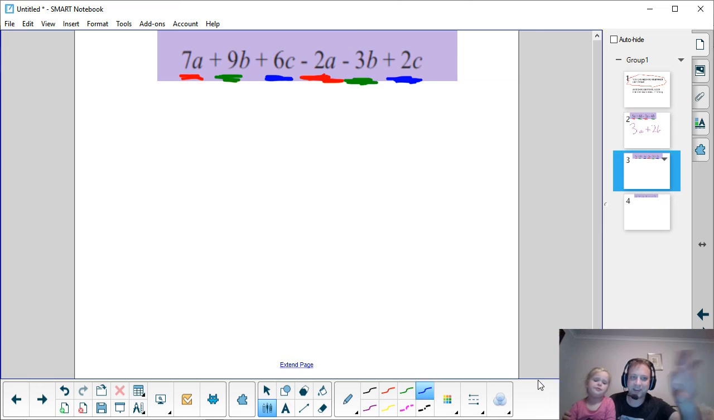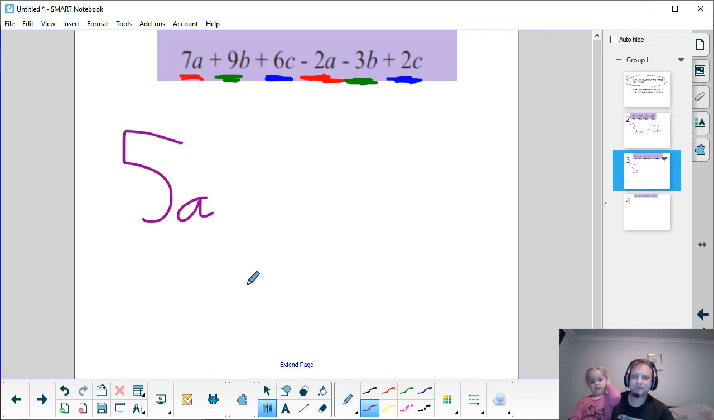And the answer isn't just one thing. Each letter gets its own part of the answer. So starting with the A's, I started with 7 apples and I eat 2. 7 take away 2. 5A is the first part of my answer. Then with the B's, I start with 9 B's and I take away 3 B's. The sign in front of the thing belongs to it, so it's 9 take away 3. That is 6 B's. And then with the C's, this is positive, and this is positive. I'm plussing. This is 6 C's plus 2 C's. So it's 8 cucumbers.